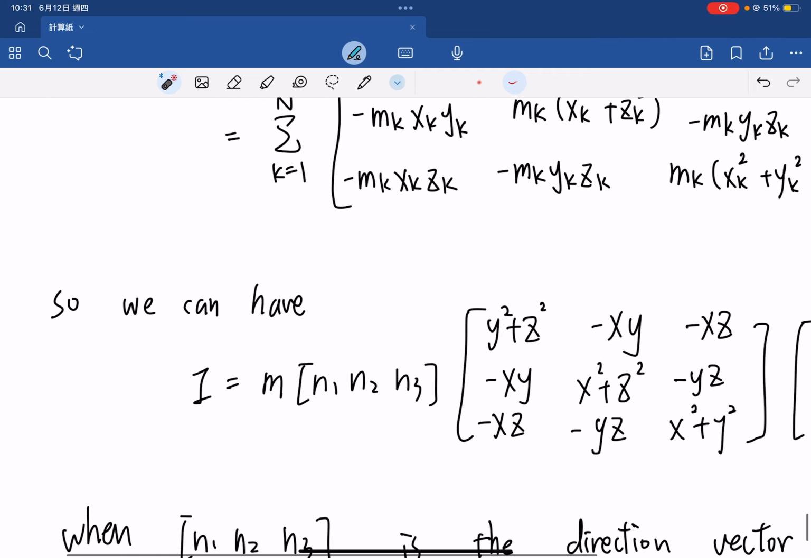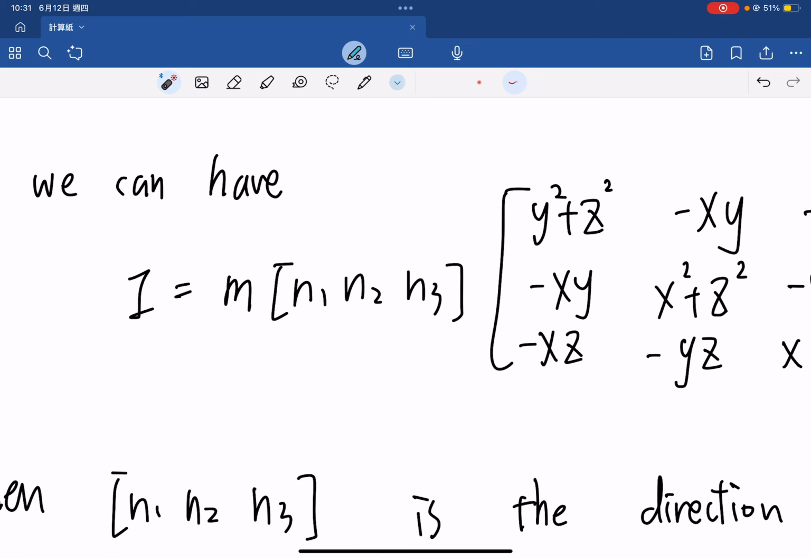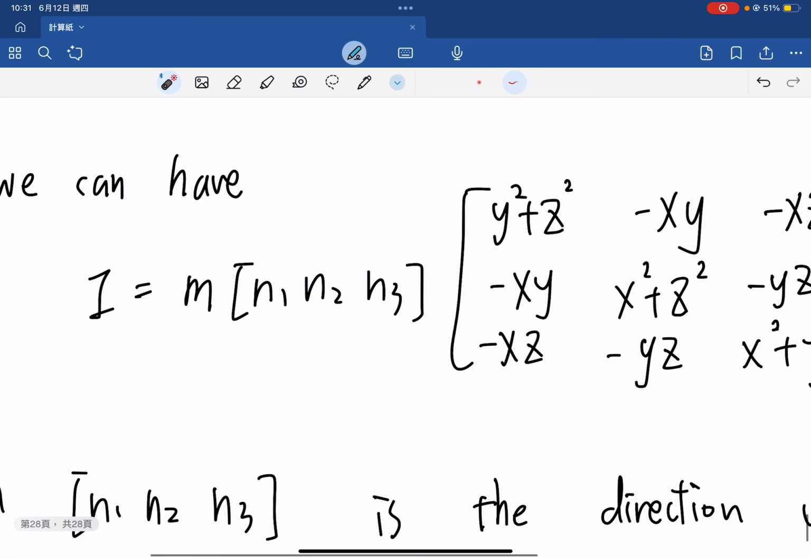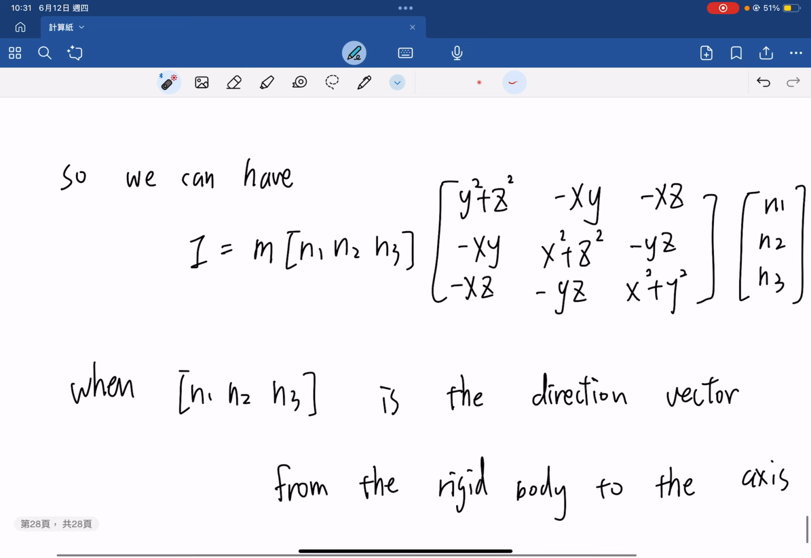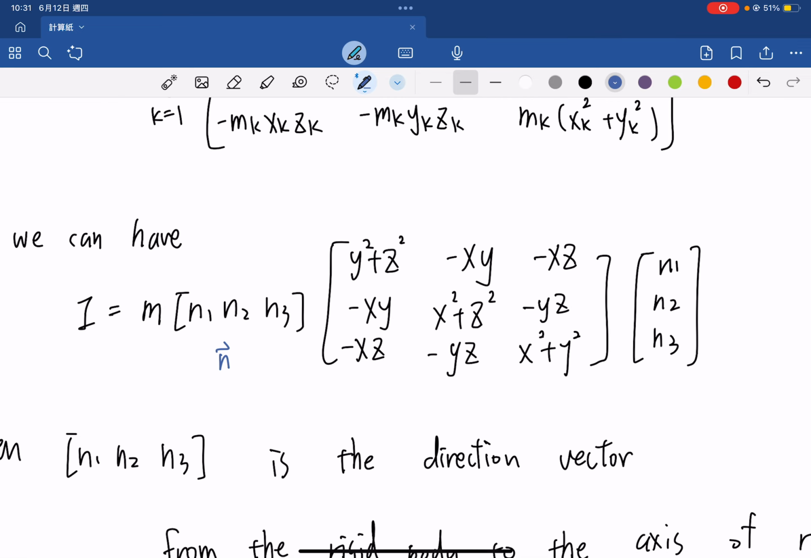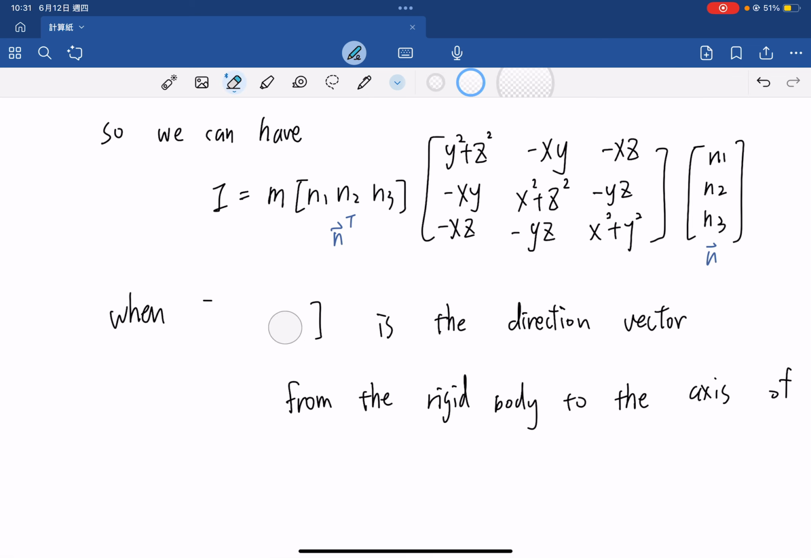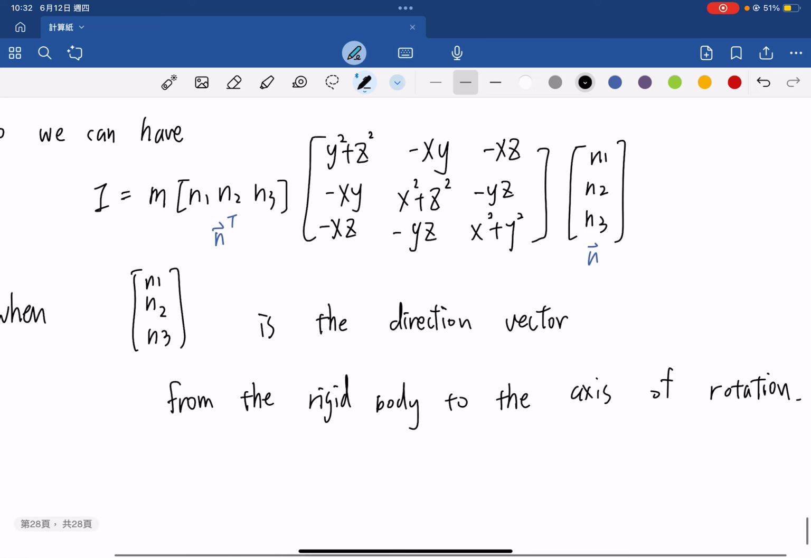So we have a fast way to calculate the moment of inertia, where it can be equal to m times the n vector transpose, plus the matrix we have above, then plus the n vector again, where the n vector is a direction vector from the rigid body to the axis of rotation.